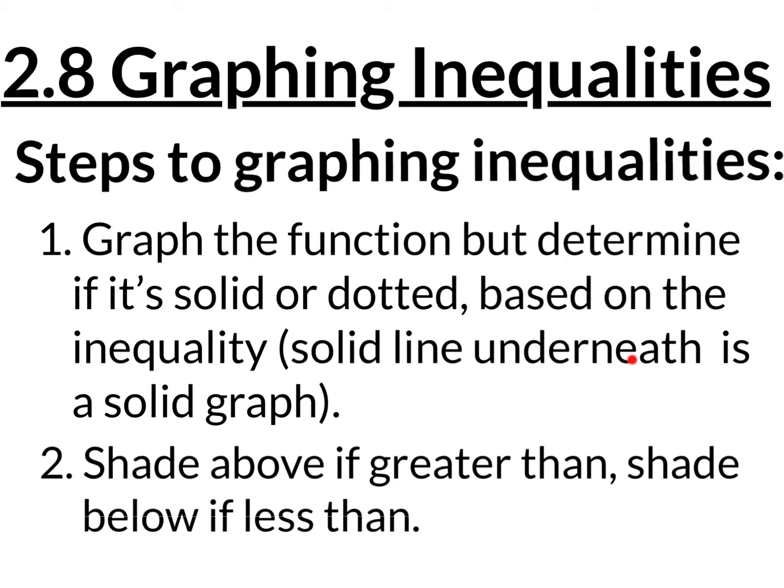If you have a solid line underneath it, then it will be a solid graph. If you do not have a solid line underneath it, it's going to be a dotted graph. Pretty simple to understand. And in addition to graphing the parabola or the line solid or dotted, you also need to shade either above or below your graph. So let's jump right in so you can see how this takes place here.